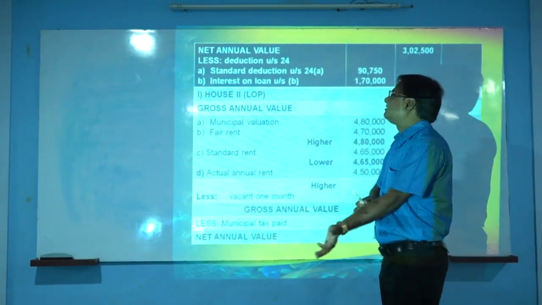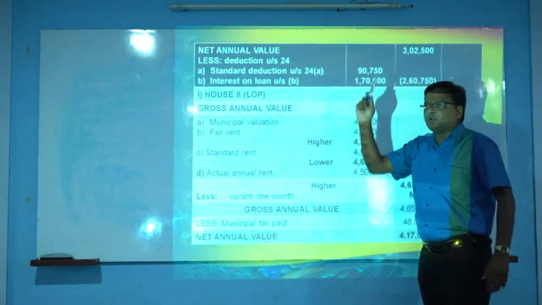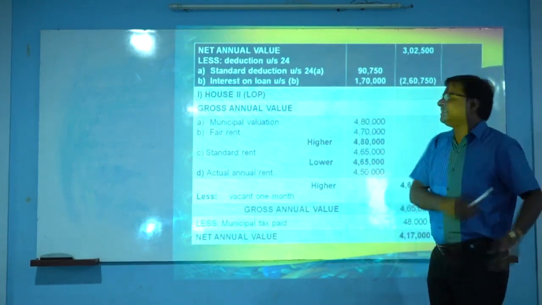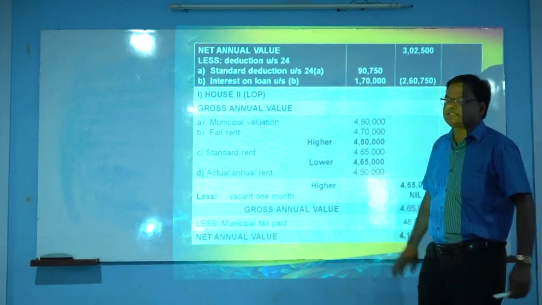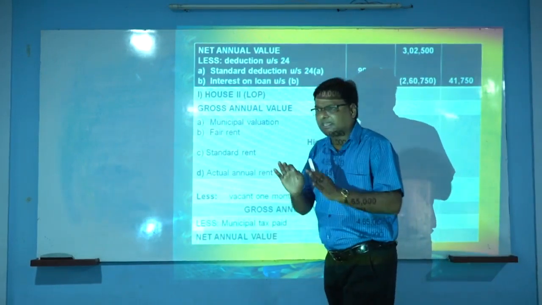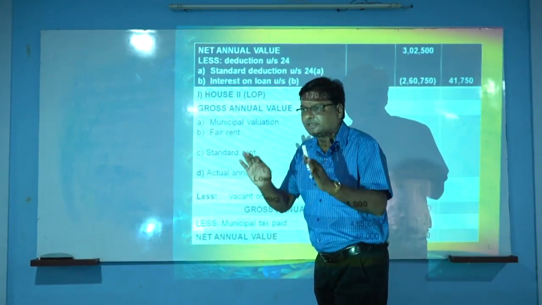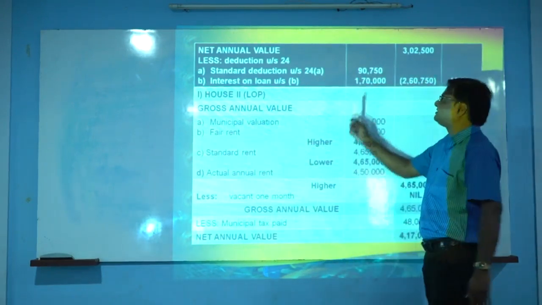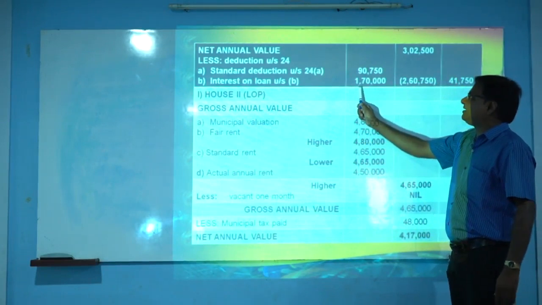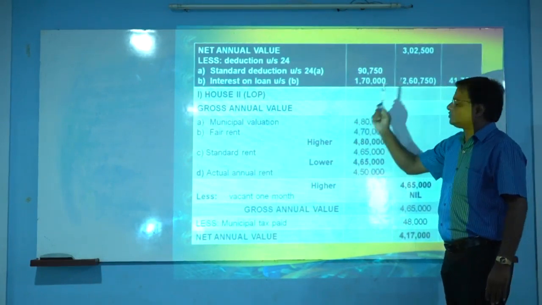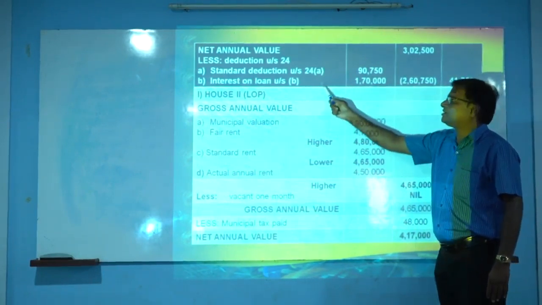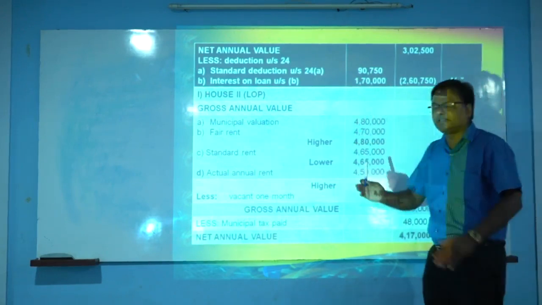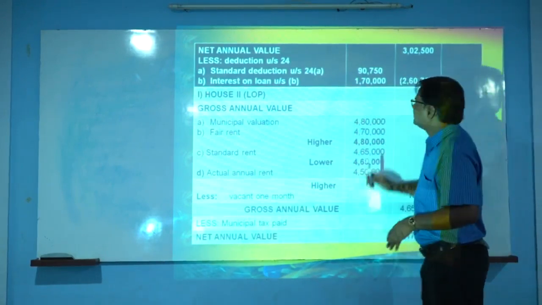90,750 रुपये इतकी रक्कम येते. Interest on loan paid during the previous year, that amount is given 1,70,000. There is no maximum limitation for deduction for LOP property. The actual amount paid will be deducted as a deduction. 1,70,000 is the deduction for interest on loan. It is paid 1,70,000, same amount will be deducted as a deduction.